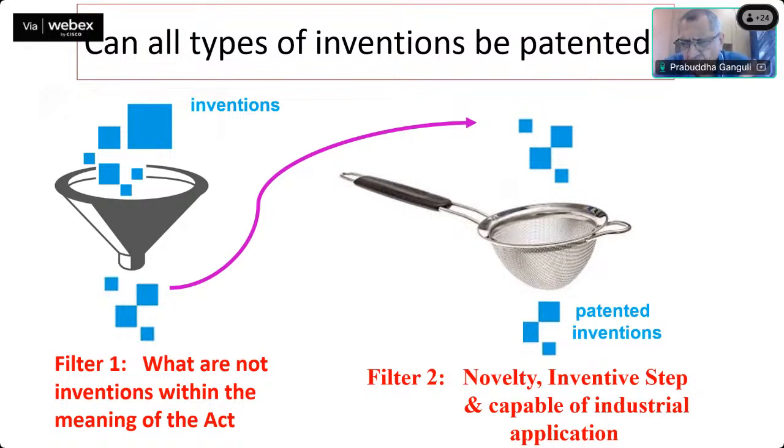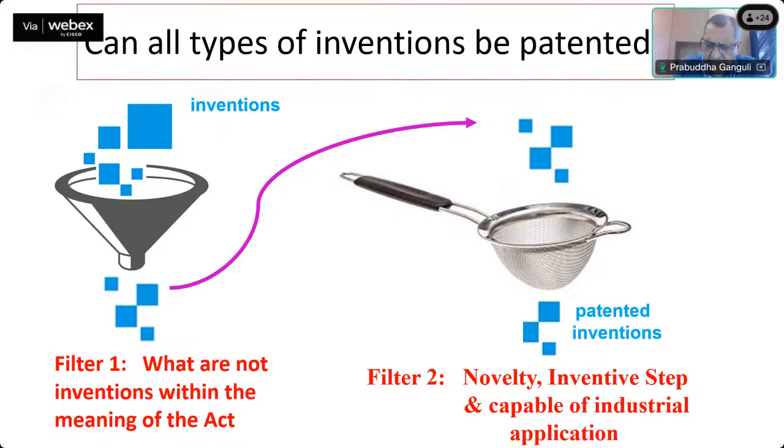So now we will have to look at the meaning of the word novelty, the meaning of inventive step, and the meaning of capable of industrial application. And what did we say? That all three criteria must be satisfied. If any one of the criteria is not satisfied, then you don't get a patent. So it's very important for us to understand the word novelty, the word inventive step, and the expression capable of industrial application.